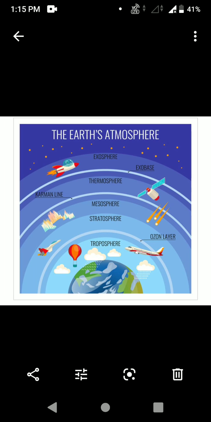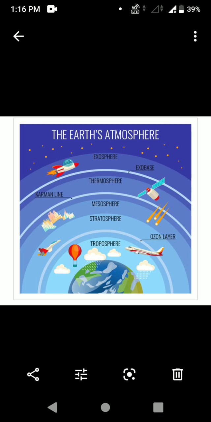What do you mean by this Troposphere? In Tamil we say Keeladukku. It is near the surface of the earth, isn't it? That is the Troposphere. It is the lowest layer of the atmosphere. Sometimes they may ask a one-word question: which is the lowest layer of the atmosphere? That is Troposphere. Do you know what the Greek word tropos means? Tropos means turn or change.